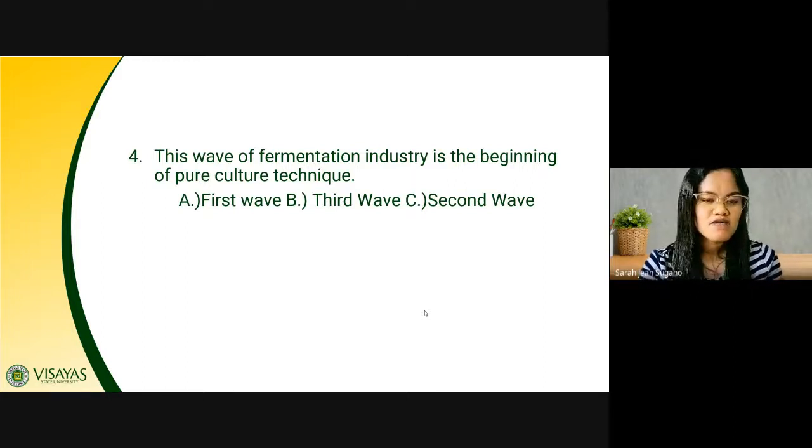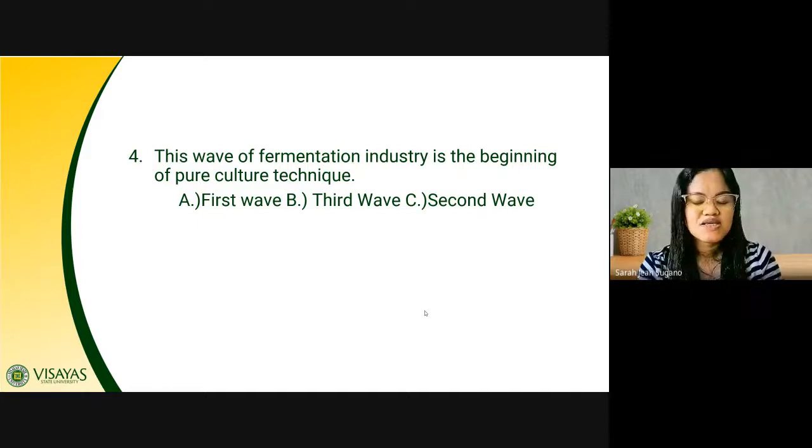And then the fourth question is, which wave of the fermentation industry is the beginning of the pure culture technique? So if you are already familiar, you can have a wild guess naman. So this wave of fermentation industry, actually it's an event, a chronological event. So tinatawag siyang wave. There are four waves sa history ng fermentation. Is it A, the first wave, B, the third wave, or C, the second wave? So just jot down your answers.